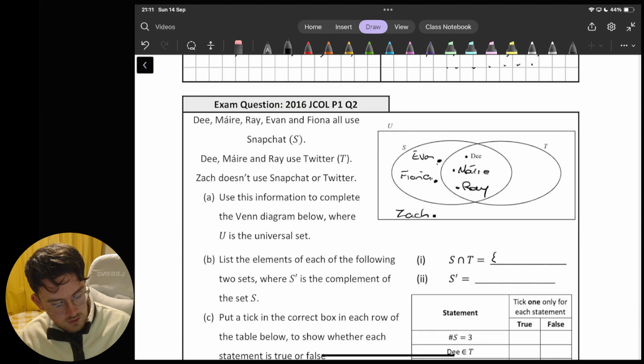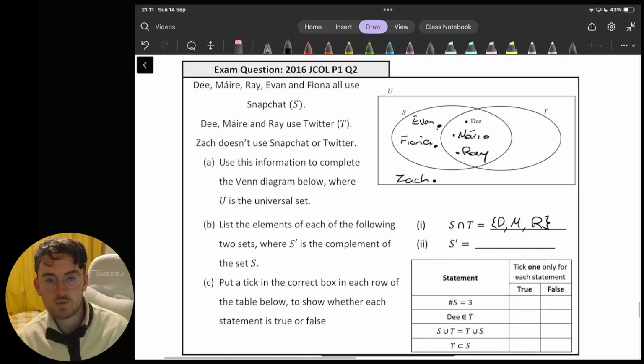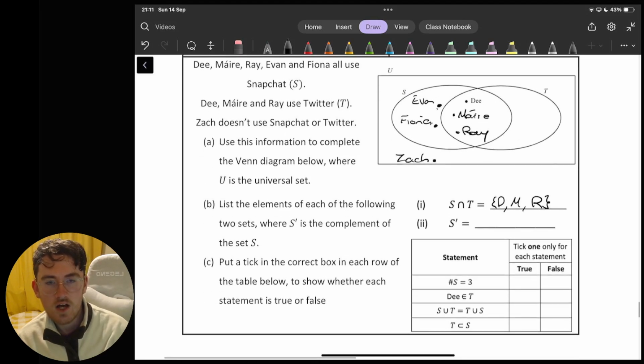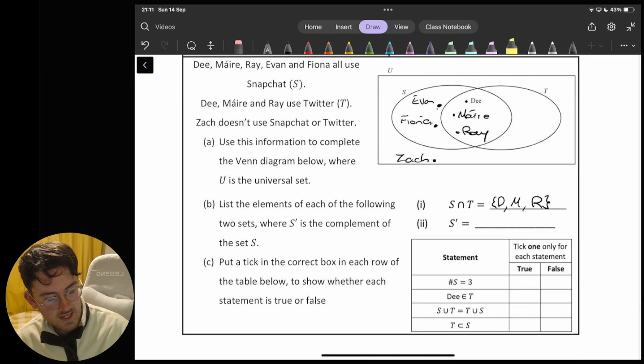List the elements of the following. The intersection, okay, we should be fairly okay with that now. That's the people that are in the middle. I'm just going to abbreviate them there. And S complement, that means anything outside of S, which would be all of this part. So that's actually only Zach on his own.